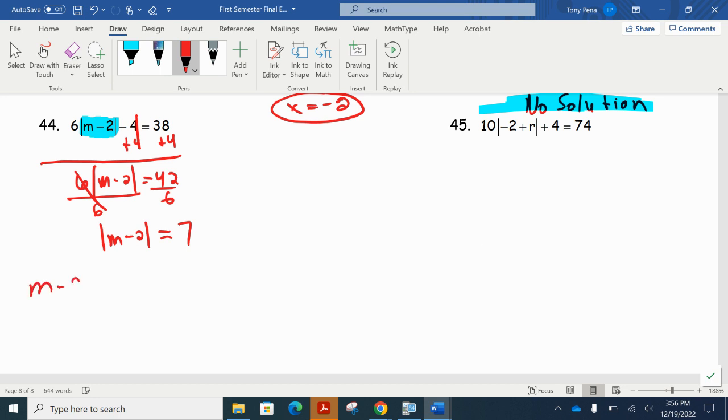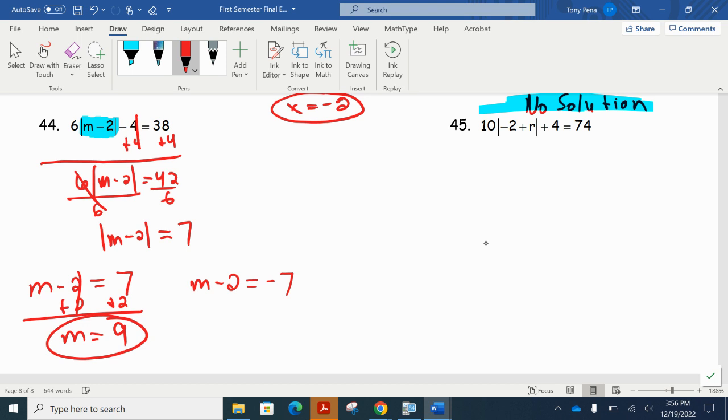So I'm going to take the n minus a 2, set it equal to 7, and I'm going to take n minus 2 and set it equal to a negative 7. Both of these equations you're going to add 2, giving you the solution of the first one to be a 9. When we add 2 to the second one, it gives us a second solution of negative 5.